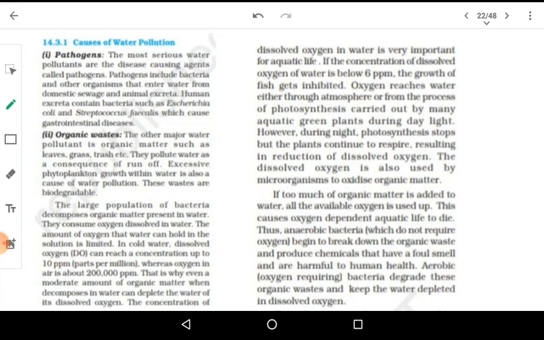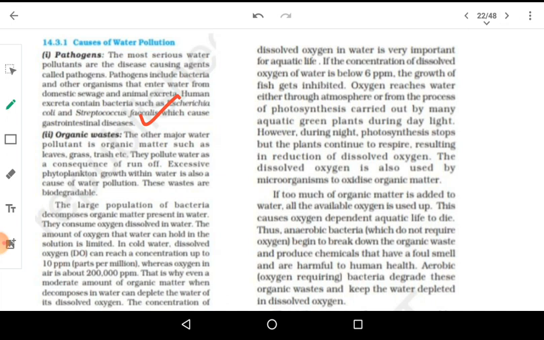The major cause is the pathogens. Now, what are pathogens? Pathogens are basically the bacteria and other organisms which cause diseases in humans. Example, we have Escherichia coli and Streptococcus faecalis, which are present in human excreta and can cause gastrointestinal diseases. So this is important. Let us move on to the next topic, that is organic waste.